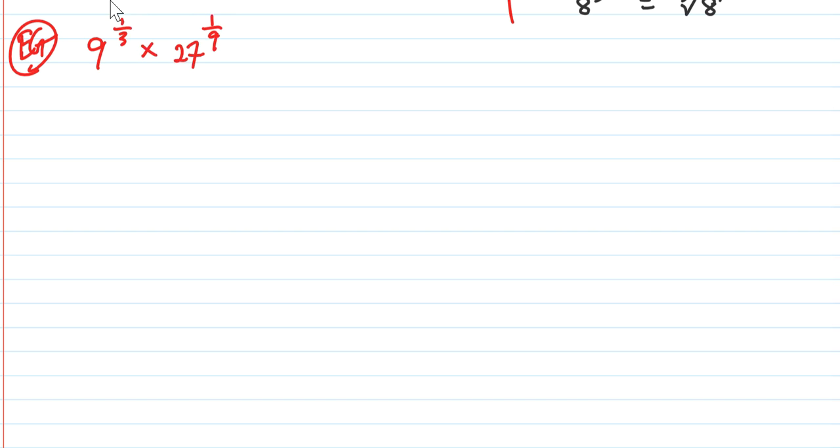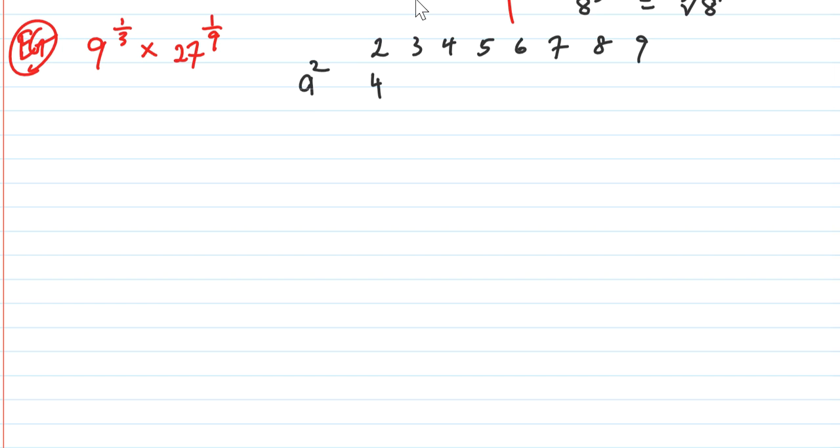In this example, we have a question which is 9 to the power 1 over 3 times 27 to the power 1 over 9. It's very useful if you know your multiplication table very well. What I mean by that is you need to know that 2 square is 4, so maybe I shall create some space here.